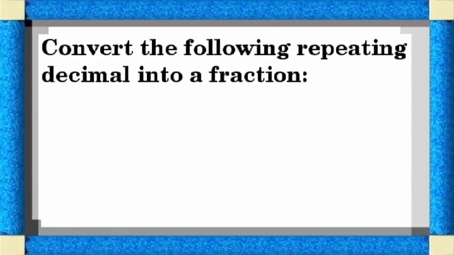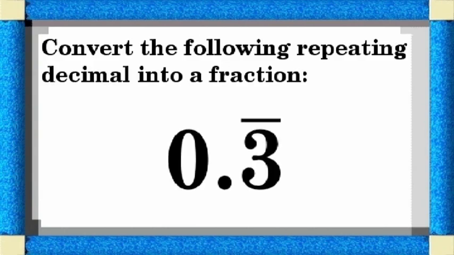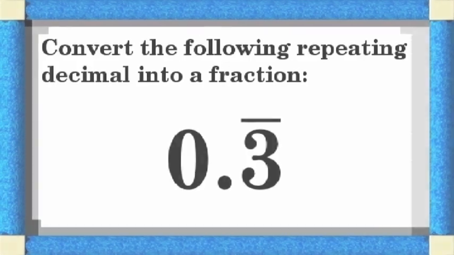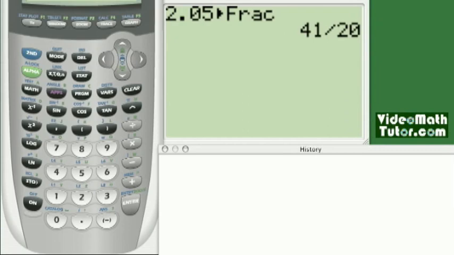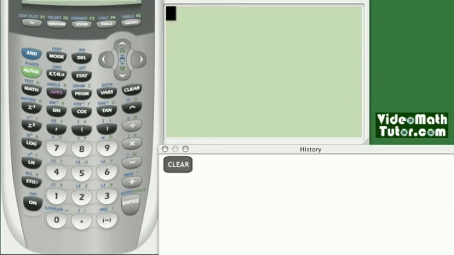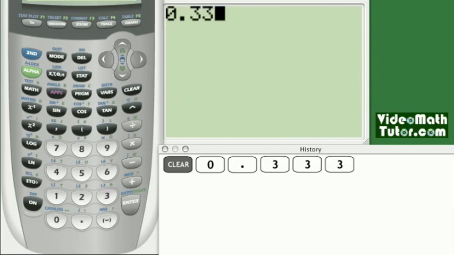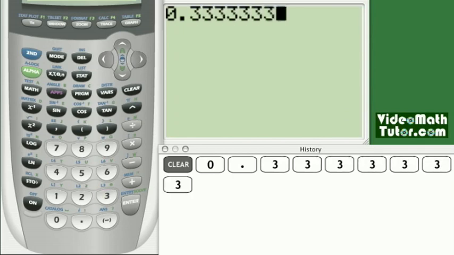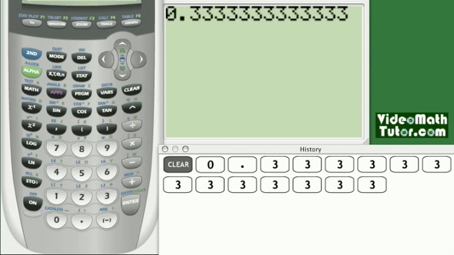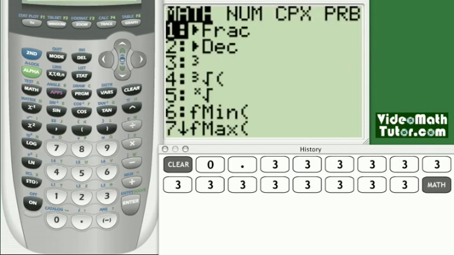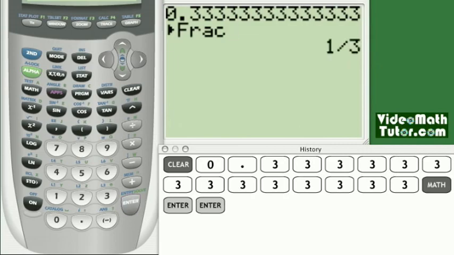Convert the following repeating decimal into a fraction. Let's clear our display. And now let's just input our decimal. 0, point, and then a whole bunch of 3s. Make sure you fill up the whole line. And now you want to make that a fraction. There it is, 1/3.